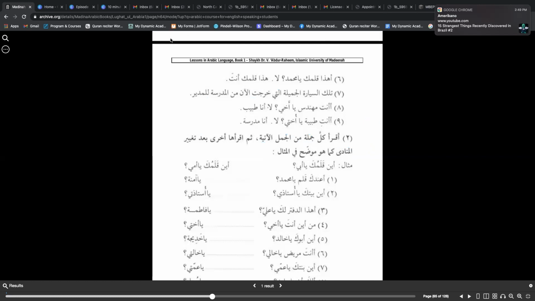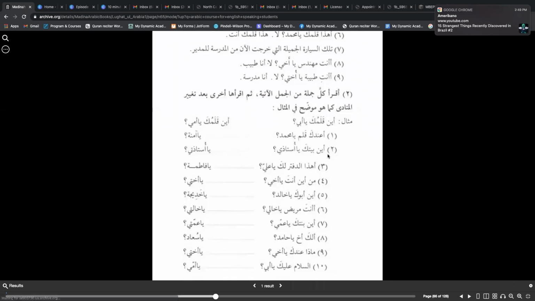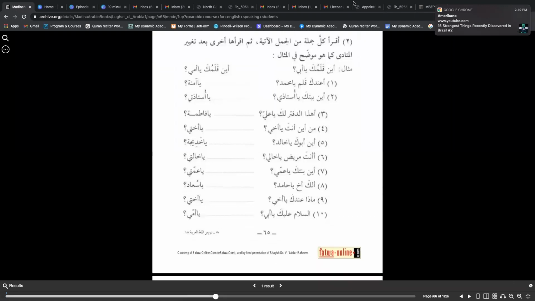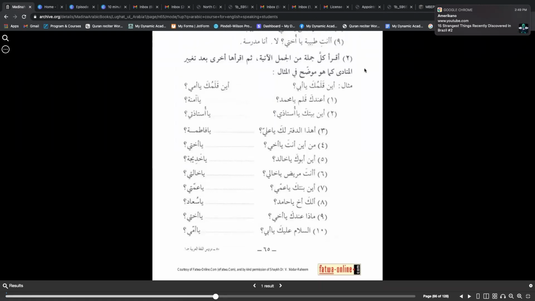So let's get rid of some of these, get rid of this, and we'll move down a little bit. Now let's look at the example and figure out exactly what they want us to do. The example: aina qalamuka ya abi. Oh my father, where is your pen? And then here we have aina qalamuka ya ummi. So based on what we learned, what would you see is wrong here?